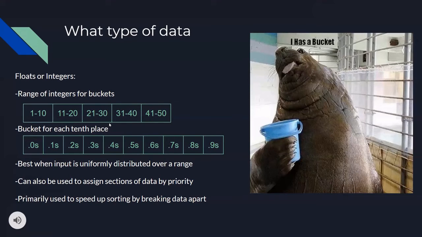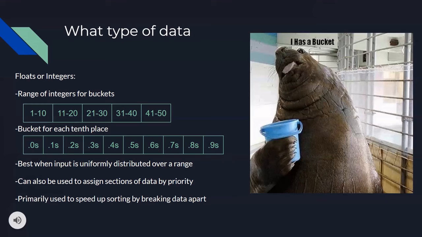Bucket sort is mainly used on floats and integers. If we have an array of integers, we could split up our buckets into ranges of these integers. For this example, we have 1 through 10, 11 through 20, and so on. If we have just floats in our array, so no integers whatsoever, or the same integer value with different decimals, you could split up the array into buckets for each 10th place decimal. So if we have 0.15, it would get placed into the 0.1s bucket, and so on.